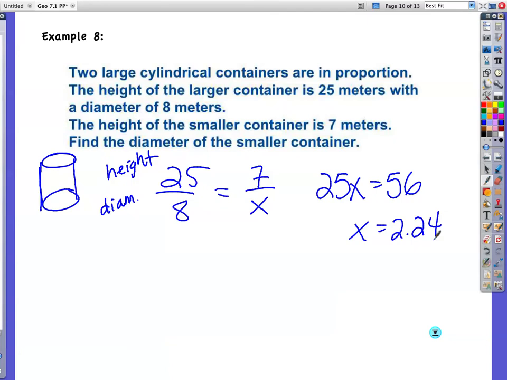And it doesn't say what I need to round to, nothing like that. I'll just leave it as 2.24, and that would be the diameter of the smaller container, and we are talking about meters.